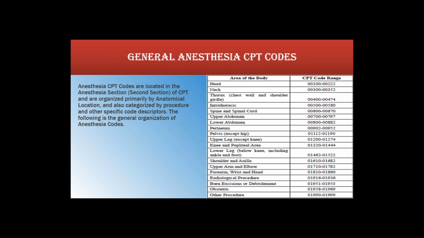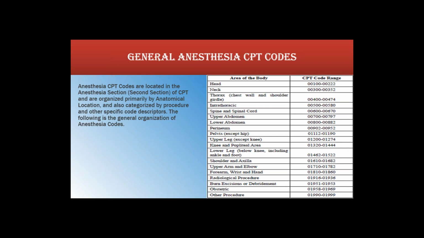General anesthesia CPT codes. Anesthesia CPT codes are located in the anesthesia section, the second section of CPT, and are organized primarily by anatomical location, and also categorized by procedure and other descriptors. The following is a general organization of anesthesia codes.